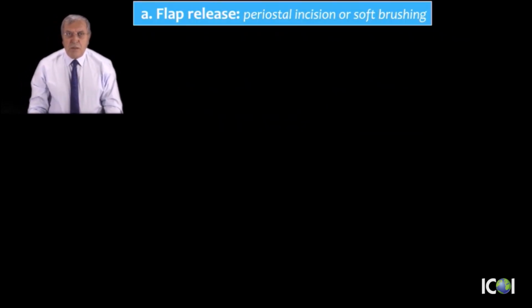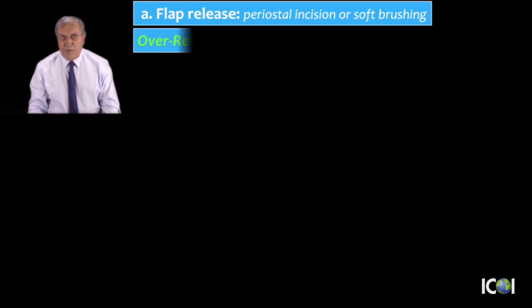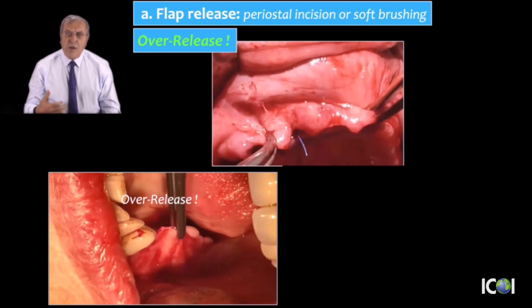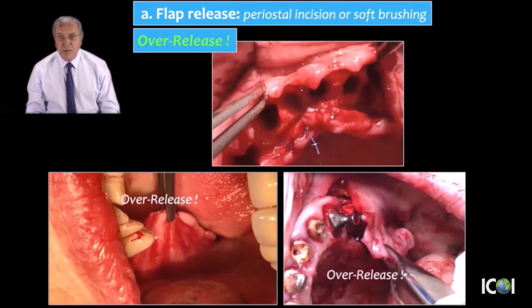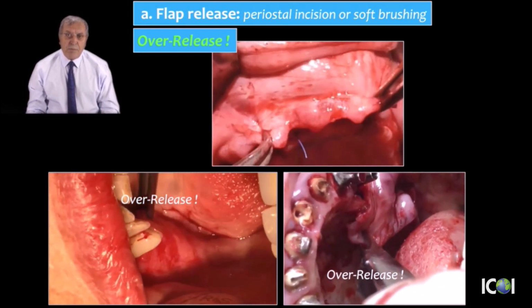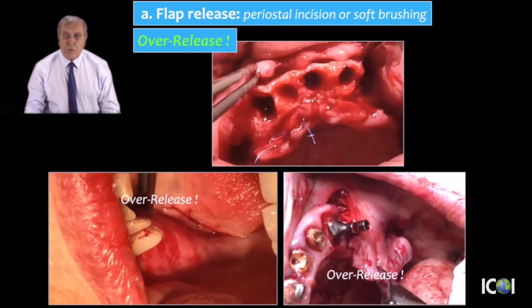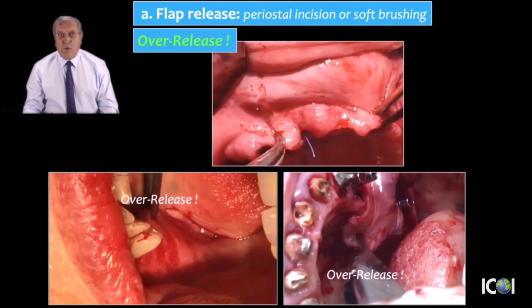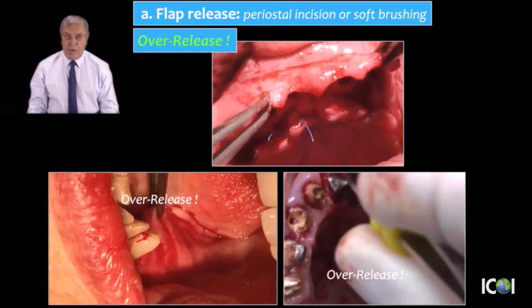The flap release, we know how to do it. Usually we do a periosteal incision, we can use the soft brushing, but the concept is that we must over-release the flap. Usually people do the release just to close the flap. This is not enough, because when you close the flap, there is still a lot of tension. This is why we advise to make an over-release. We consider that we must release at least half or 1 centimeter more than necessary to close the flap.